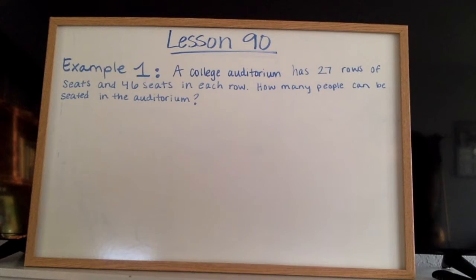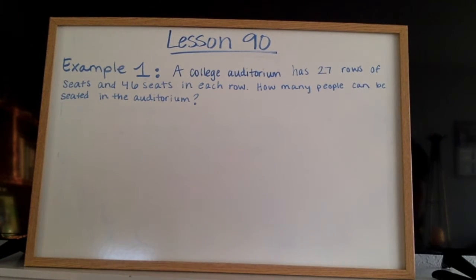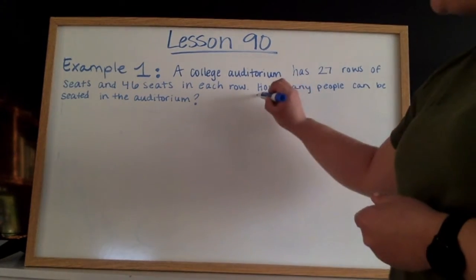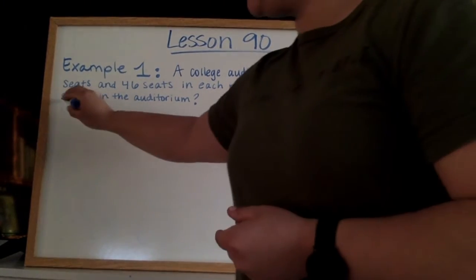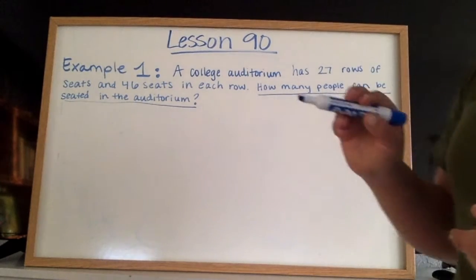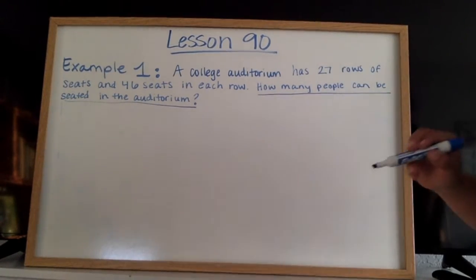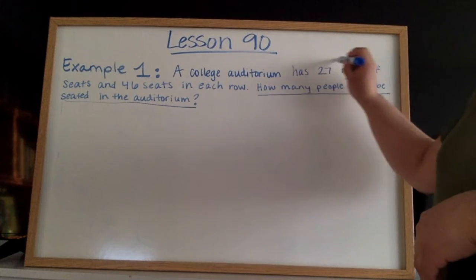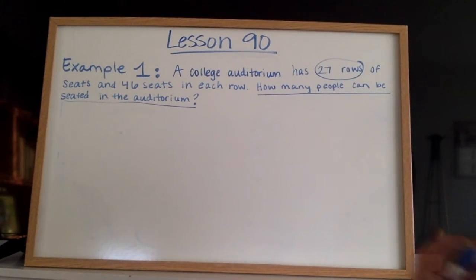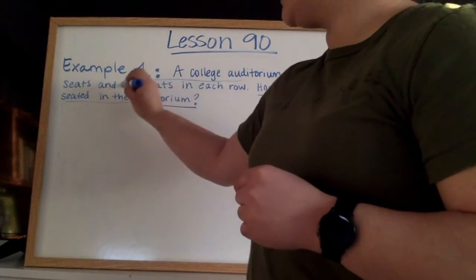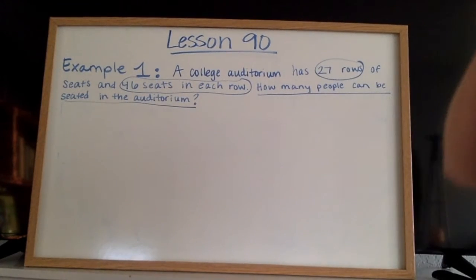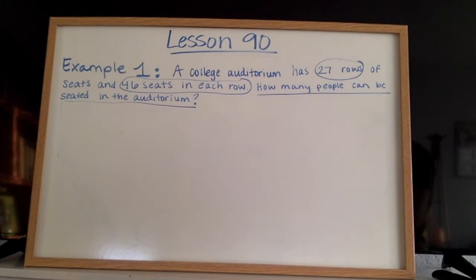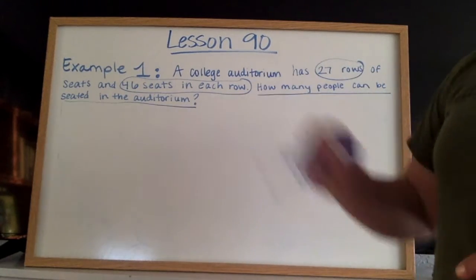A college auditorium has 27 rows of seats and 46 seats in each row. How many people can be seated in the auditorium? So they're asking us how many people can be seated in the auditorium. An important piece of information here is that there are 27 rows and 46 seats in each row. So I need to multiply these two together.